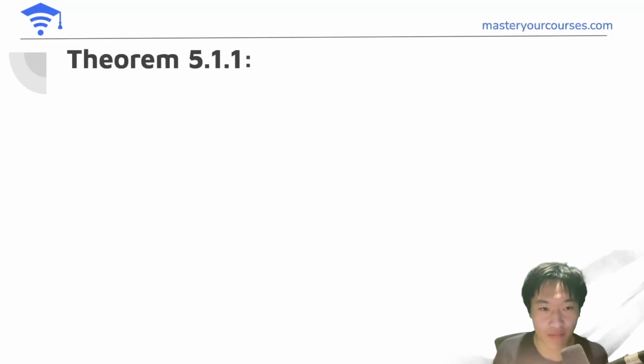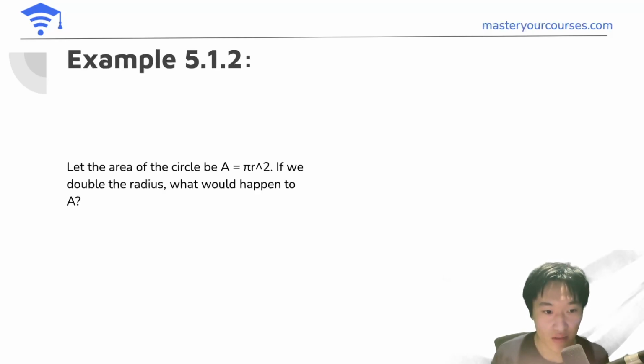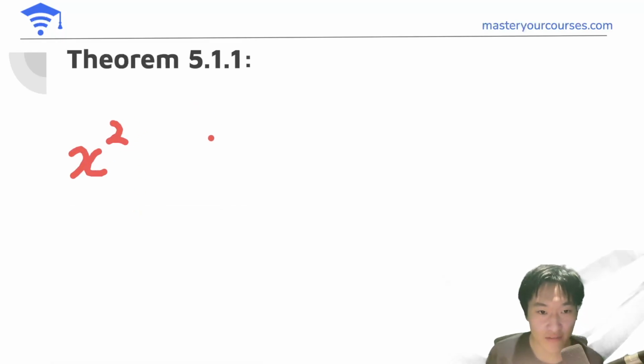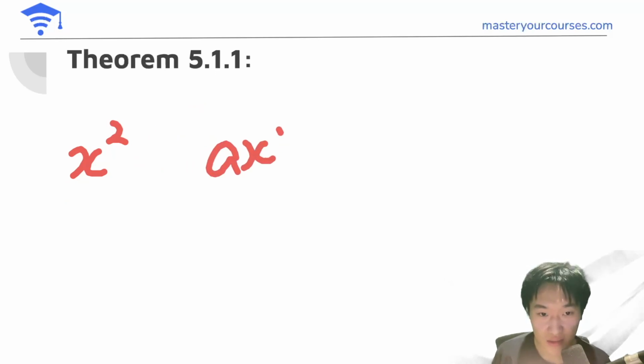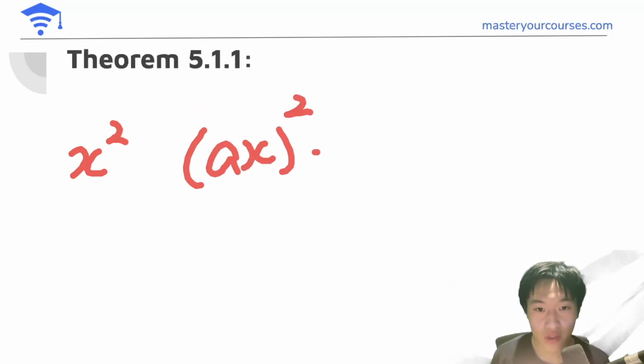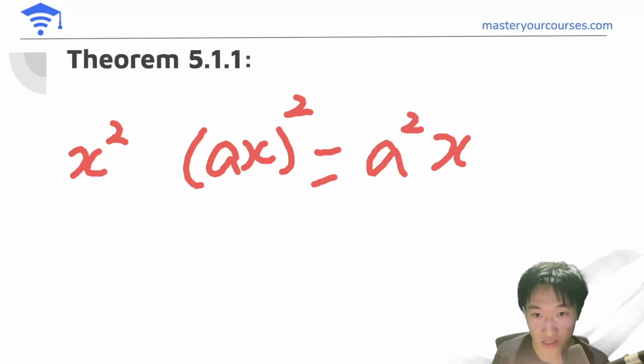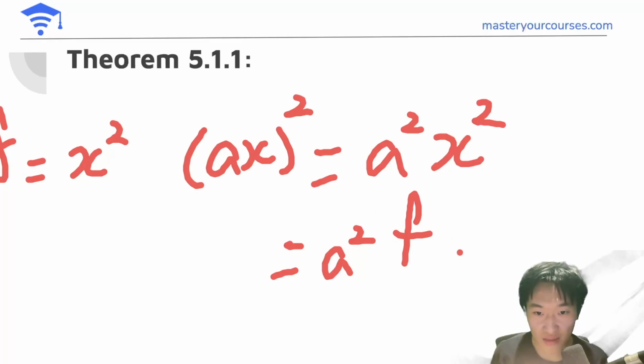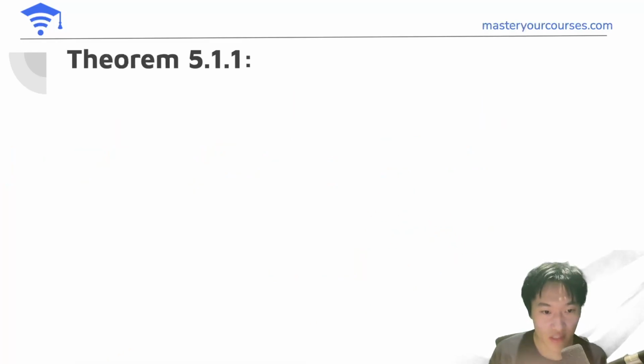So we're going to start off with something like x squared. So if we have, say, an input, right? So instead of x squared, we have ax all to the power of 2. Then by exponent rules, we know that this is actually equal to a squared times x squared. So what does this actually leave us? Well, if our function was just equal to x squared, then we have that a squared is actually multiplying the function. So what does that tell us?